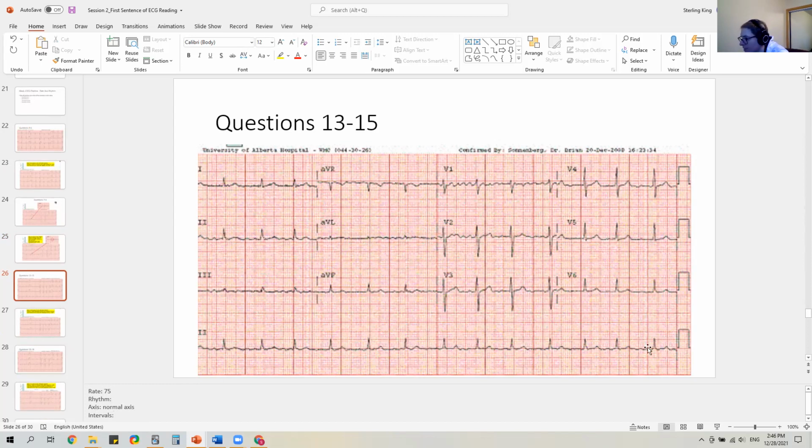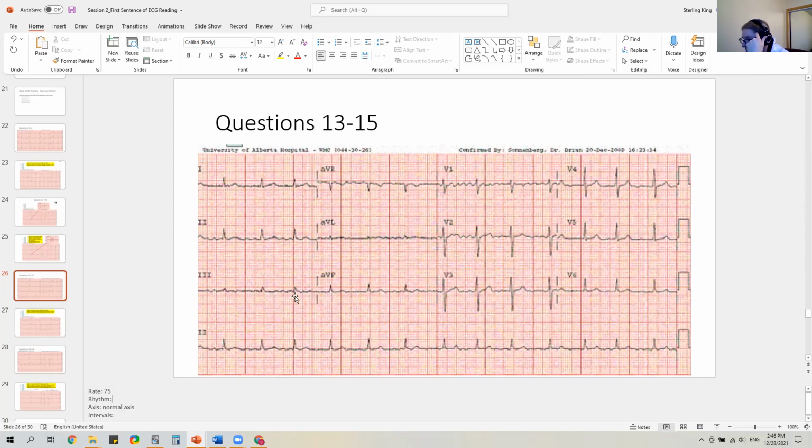So it looks like this baseline doesn't have a clear P wave on lead 2, so you can see it's kind of wavy. But if I go over here in V1, P, P, P, P, but it doesn't stay constant. It looks wavy everywhere else.